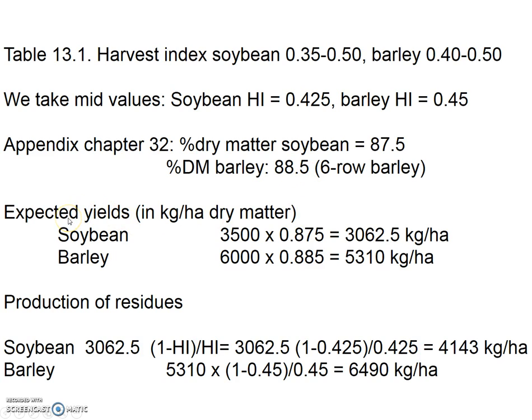Therefore, we can now calculate the expected yields, multiplying the expected yield by the fraction of dry matter. And we come up with 3,062 for soybean and 5,310 for barley. The production of residues is once again calculated as a function of the harvest index. So we come up with 4,143 residues for soybean and 6,490 for barley.